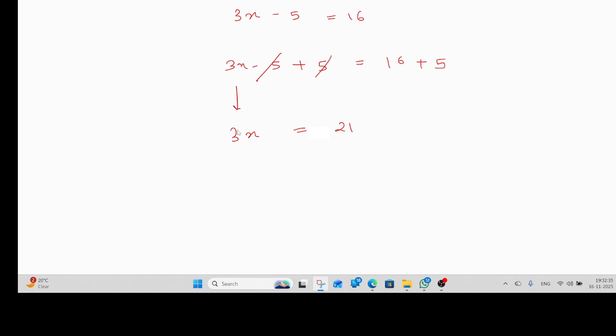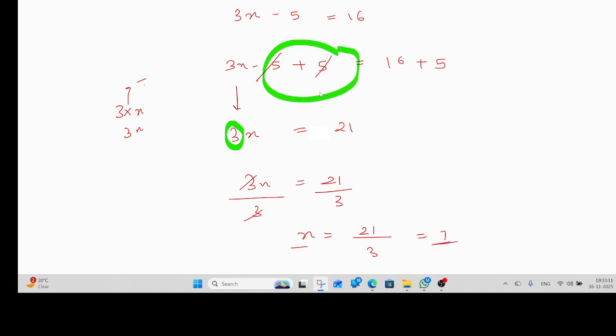Now we still have 3, which we need to get rid of because we want to isolate x. This 3 is in multiplication with x, right? We know 3 times x is 3x. What is the opposite operation of multiplication? It's division. So we divide both sides by 3. This 3 and 3 cancel out, and we are left with x is equal to 21 divided by 3, which is 7. So our answer is x is equal to 7. This is a two-step equation. First we did this, and then we divided both sides by 3, right?